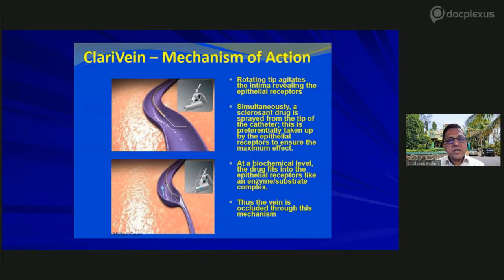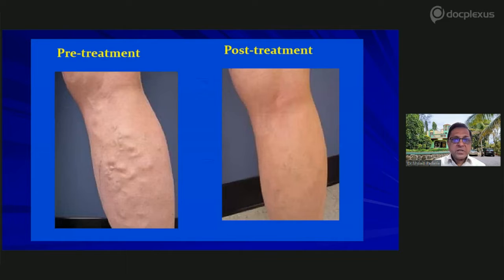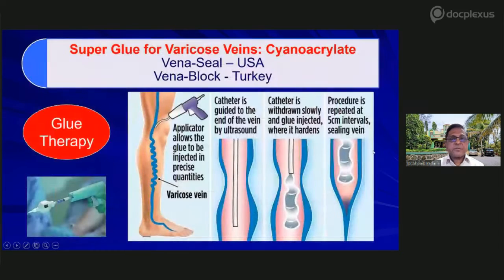A similar procedure is ClariVein, but here instead of those metallic hooks, you have a small metallic wire which rotates very rapidly, again causing spasm of the vein, and we inject the sclerosant and get good results. So here you see pre-treatment, you see how nice it is here, and post-treatment, the varicose veins have disappeared.